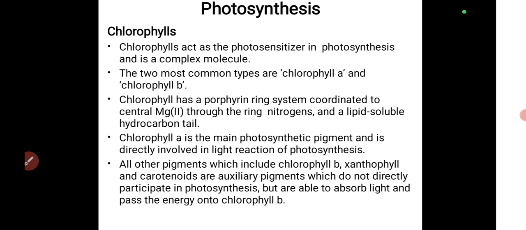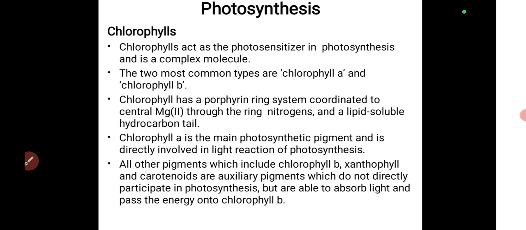The porphyrin ring is there. The central metal is magnesium instead of iron, and in hemoglobin there is a histidine unit, and for that we have a lipid soluble hydrocarbon tail in chlorophylls. So there are some similarities with the structure of hemoglobin. The difference is the central metal is magnesium in +2 oxidation state, and instead of histidine you have a lipid soluble hydrocarbon tail in chlorophylls.